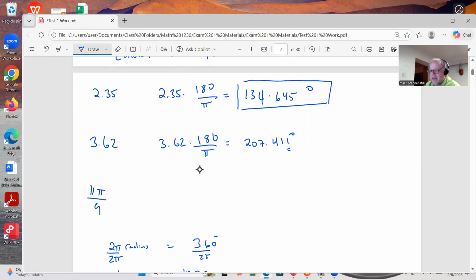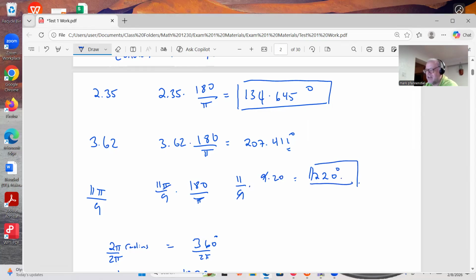Next one here is going to be 11 pi over 9. That's going to be times 180 divided by pi. It's a nicer problem because the pi's cancel. So we have 11 over 9, and I think that 180 is actually 9 times 20. The 9s will cancel, and we end up with 11 times 20, which will be 220. So that's going to be 220 degrees. We don't have to do decimal places in this case because it stops right there.